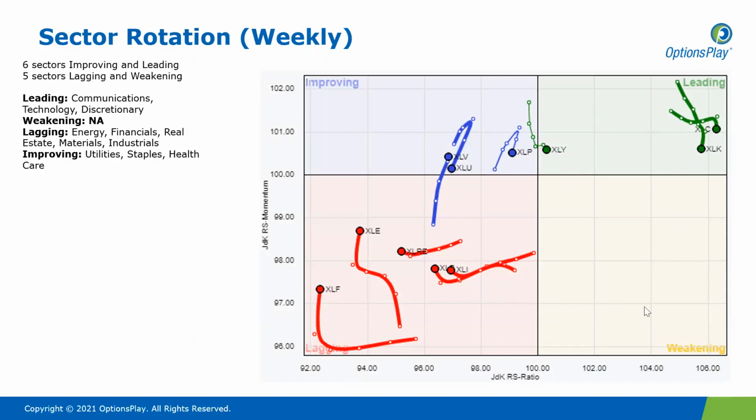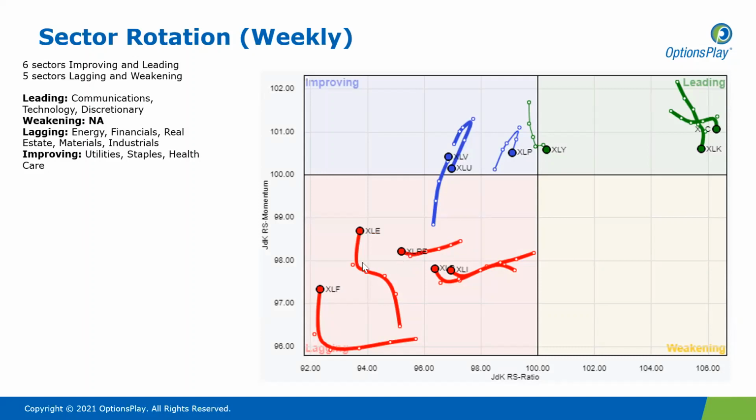Now, nothing in the weakening category, and in the lagging category, we have financials, energy, real estate, industrials, and materials. Financials actually showing some momentum after severe underperformance in the last couple of months, as well as energy. But let's see if the momentum in energy actually lasts, because with oil prices essentially stagnating, we could see a drop off with this momentum.